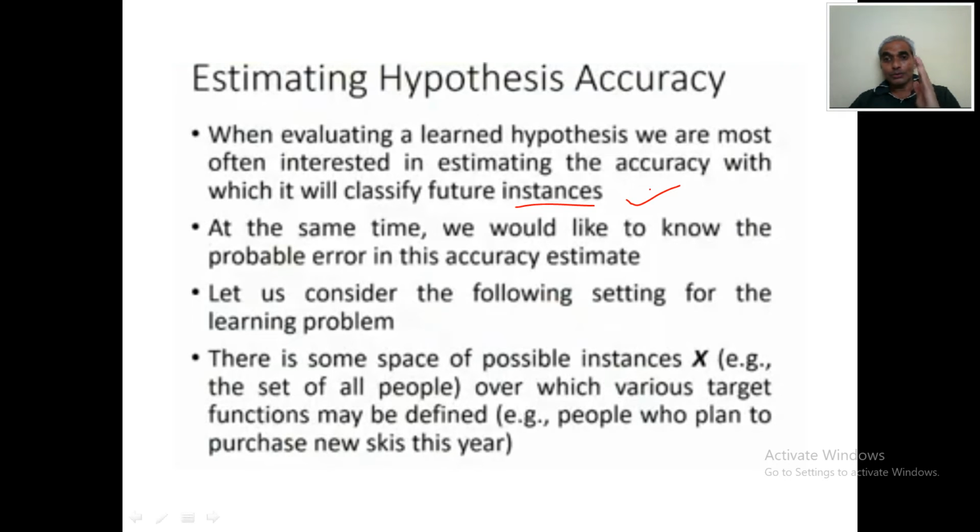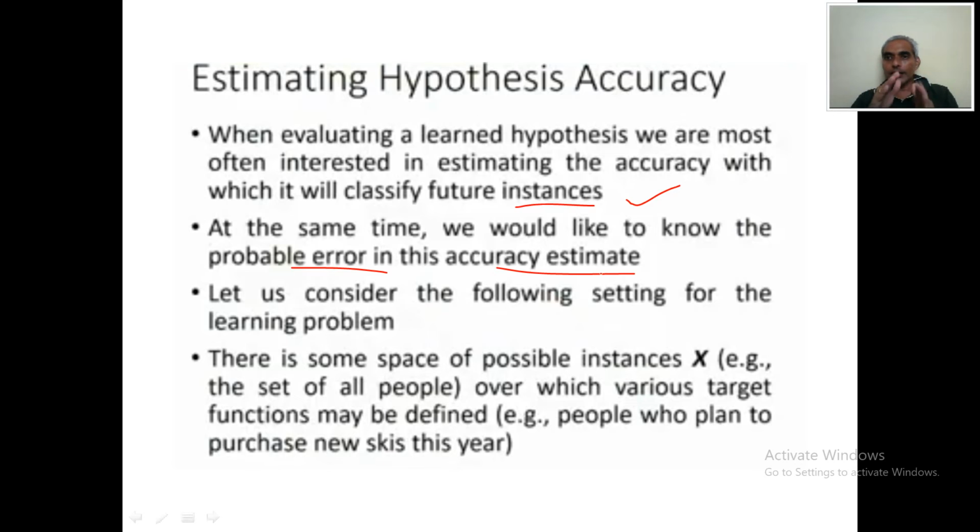The accuracy is good, estimation is correct or not. At the same time, we would like to know the probable error in this accuracy estimation. Also, when you say that it is 95% accurate, you are trying to predict that 5% error is there, right? At the same time, we are going to look into the probability of the errors also.